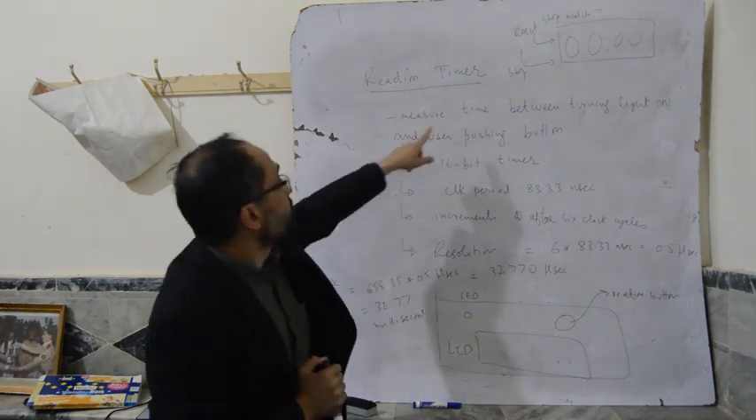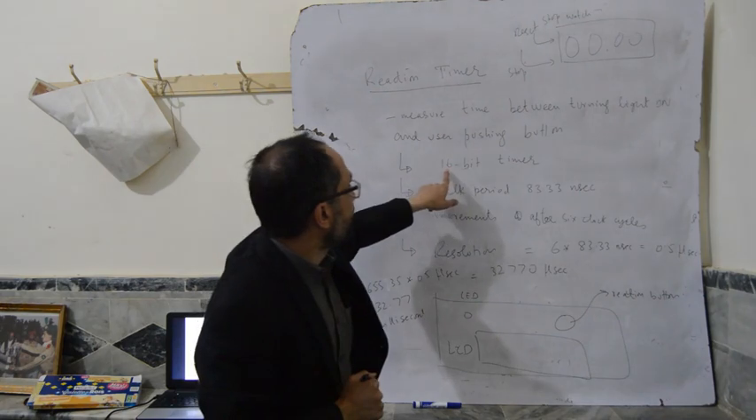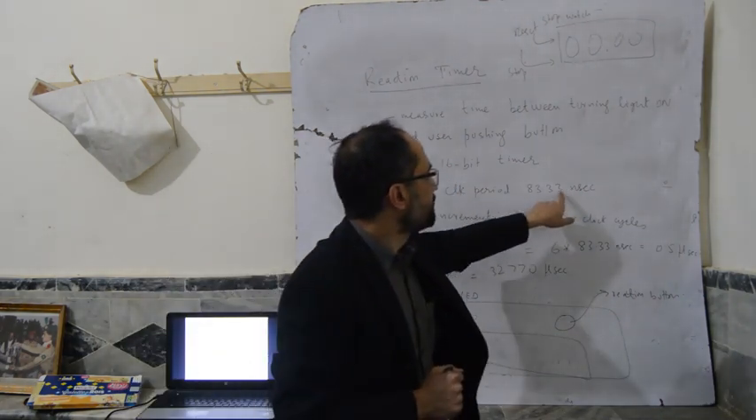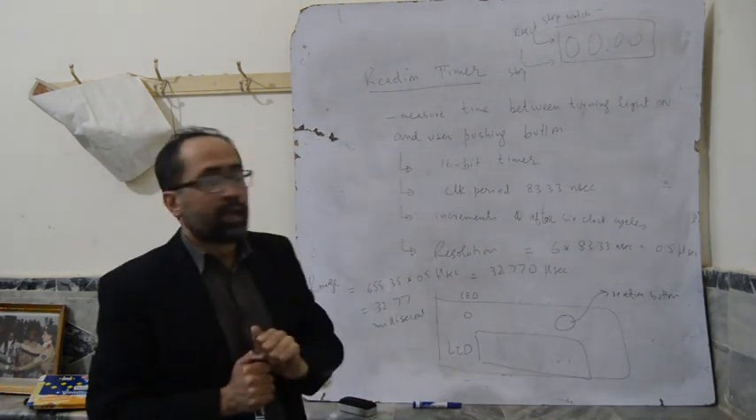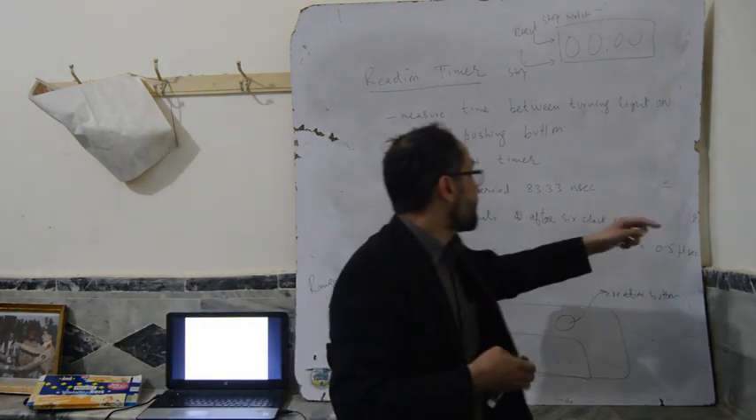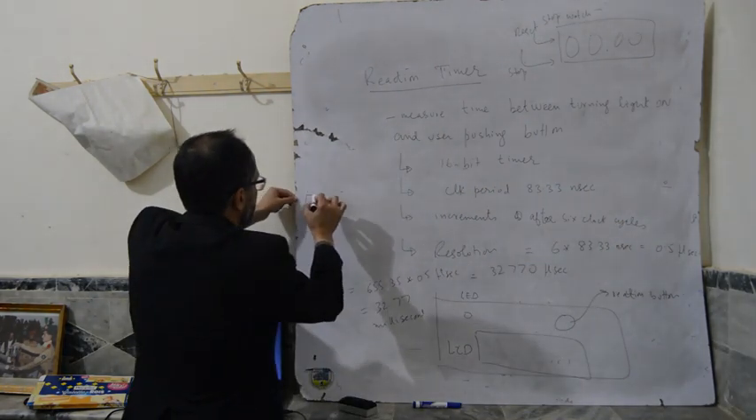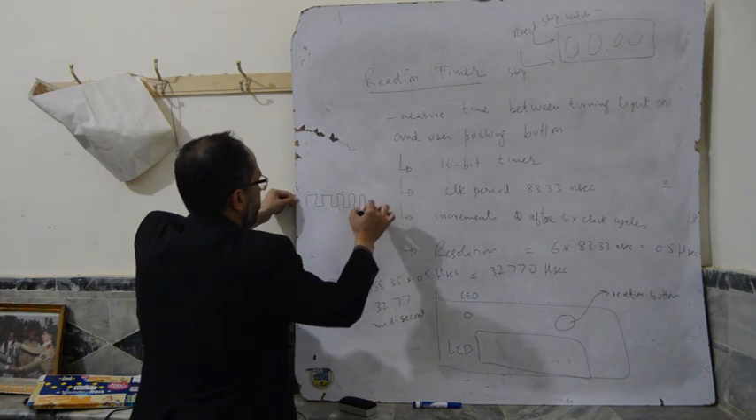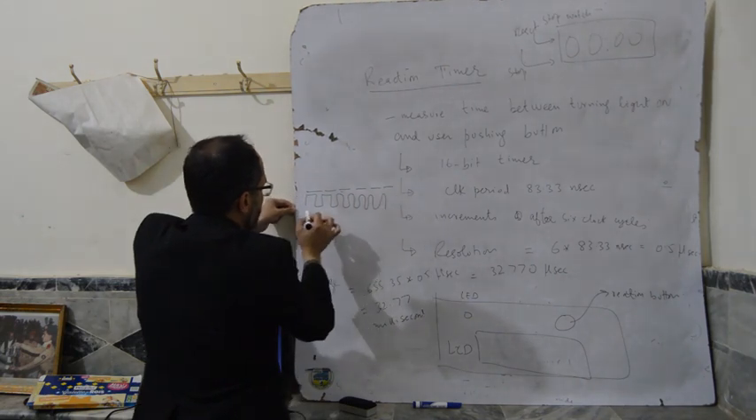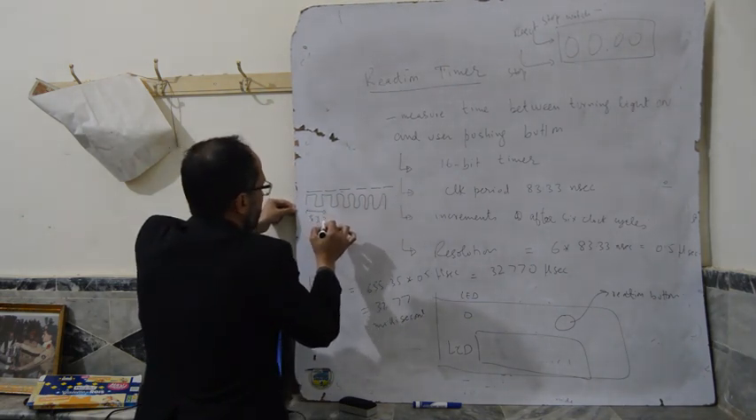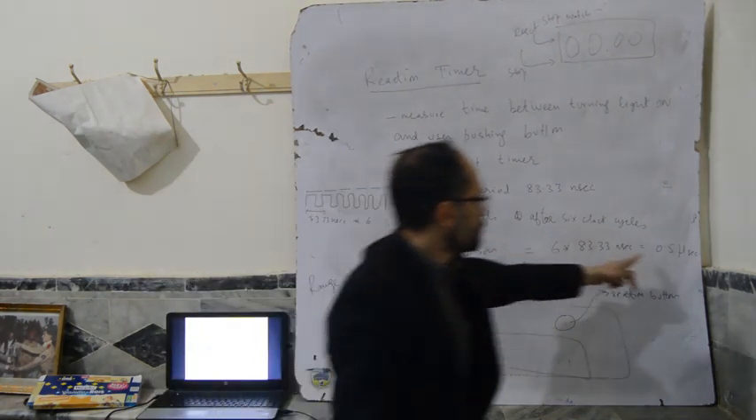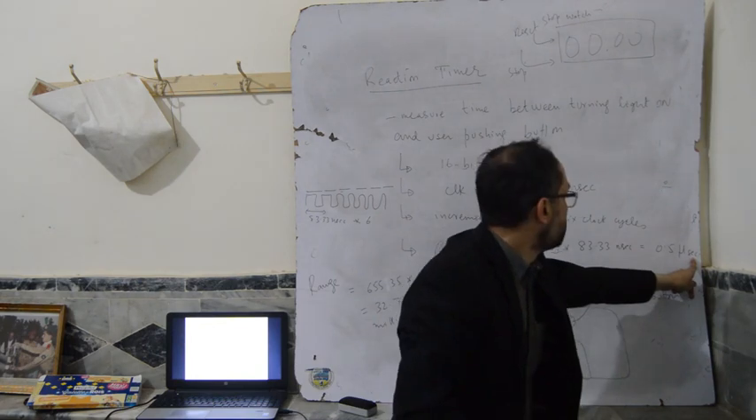Now let's assume that we are using a 16-bit counter, and the clock period is 83.33 nanoseconds, and this counter increments after every 6 clock cycles. So if it increments after 6 clock cycles: 1, 2, 3, 4, 5, 6, 1, 2, 3, 4, 5, 6. One clock's duration is 83.33 nanoseconds, and if you multiply it by 6, the total resolution is 0.5 microseconds.